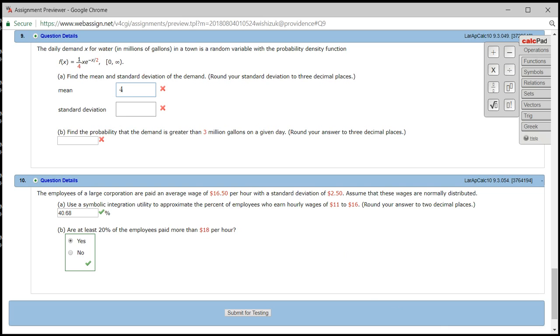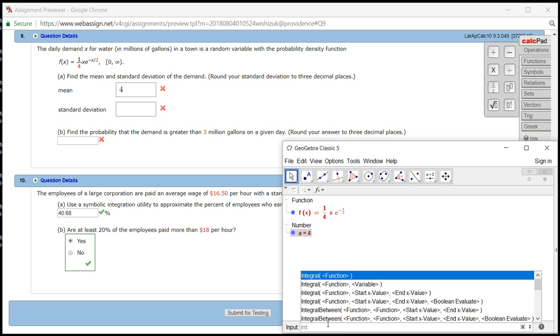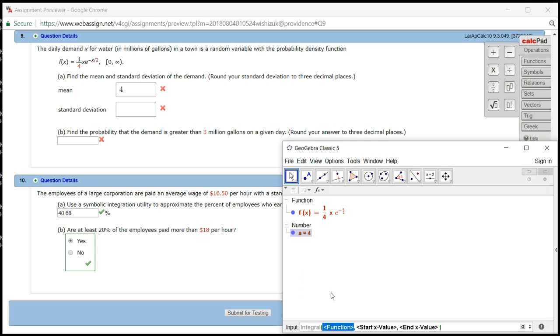So we got the mean, and then we want to find the standard deviation. Before we find the standard deviation, we have to find the variance. So the variance is going to be an integral of the quantity x minus mu, where the mean is 4 now, squared, multiplied by the probability density function from 0 to infinity. So this is the variance. The variance came out to be 8.